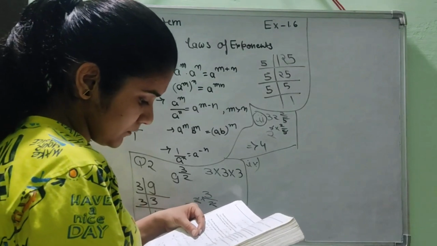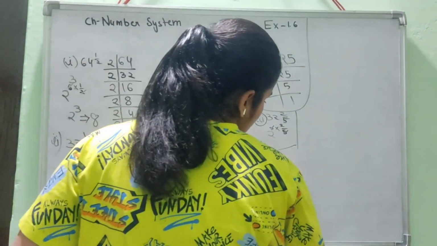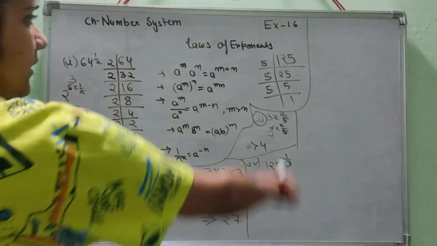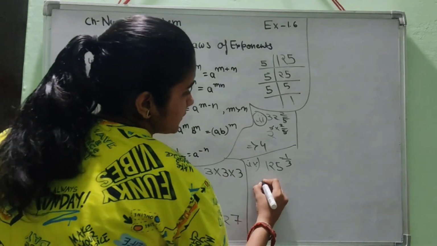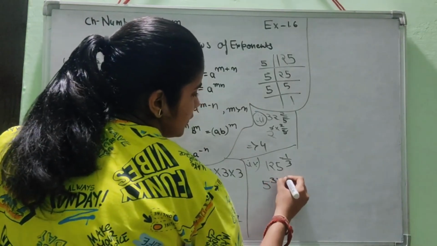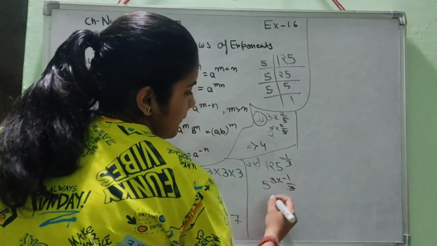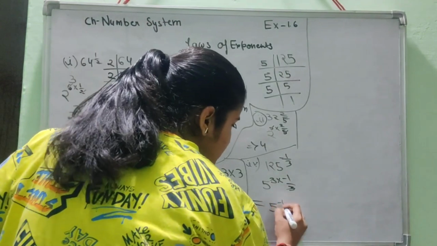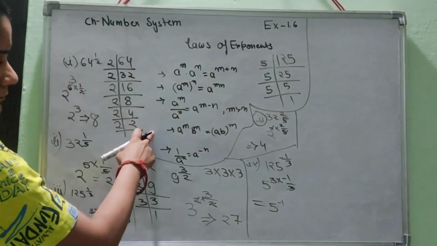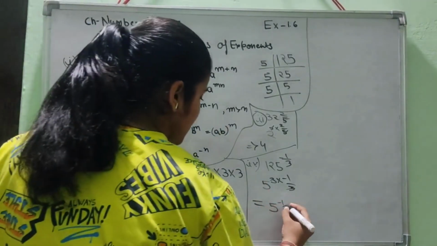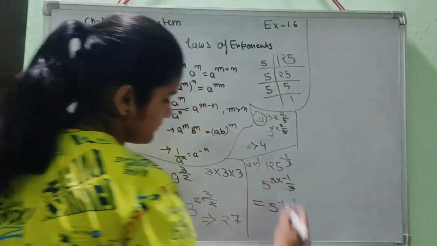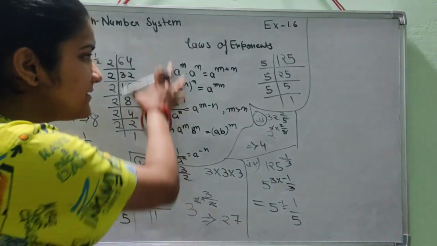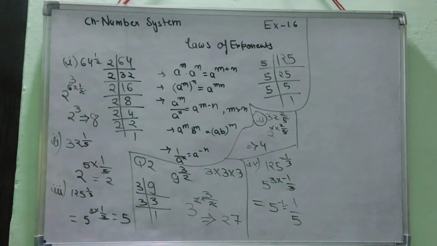The fourth question is 125 power -1/3. We did 125 just now. It can be written as 5 to the power 3 into -1 by 3. The 3 gets cancelled with 3, and -1 means this is simply 5 to the power -1, using this rule, which can be written as 1/5. Getting my point?